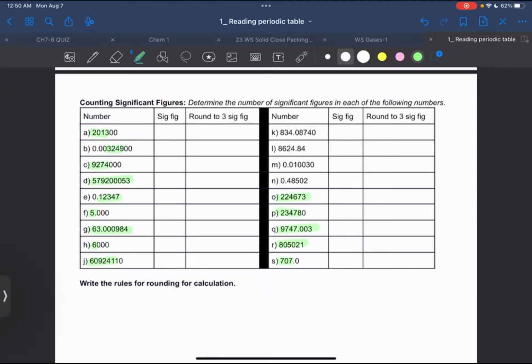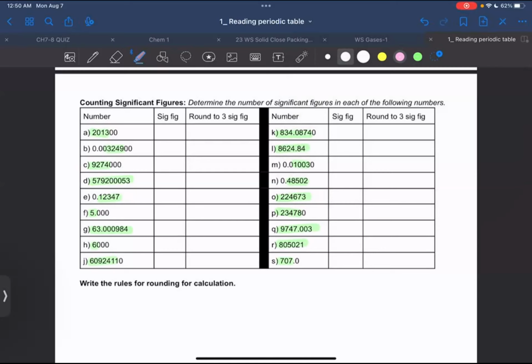Try not to get all of them. For the most part, you will see that they don't have a 0 at the end, then we're good to go. But let's talk about the one with the 0 at the end.